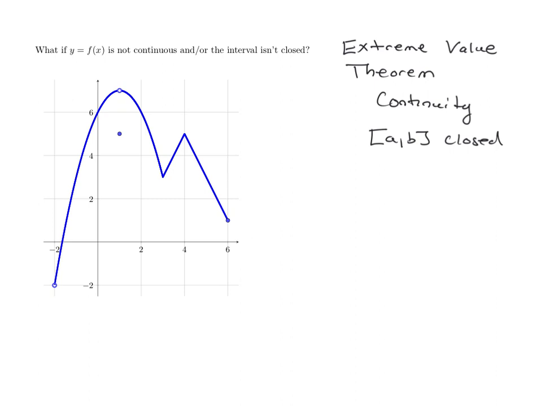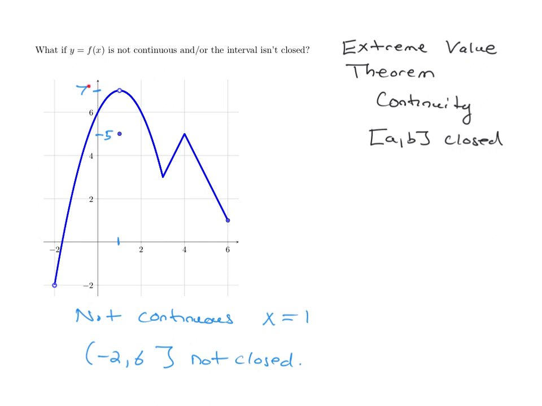So here I changed it a little bit. This is not continuous, and the problem occurs at x is equal to 1, right here. The value of the function is 5 instead of 7. And the interval from -2 to 6 is not closed. Will there be a min and a max? And the answer is, in this case, no. In some cases, there might be, but in general, you can't say this is always true.